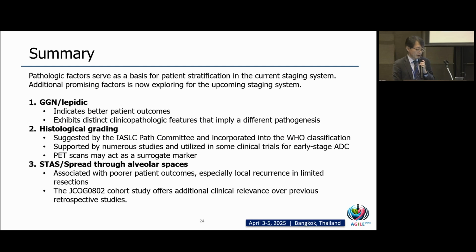This is a summary of my talk. The pathological factors are the basis of patient stratification in the current staging system. The additional prognostic factors I showed in these three are now being explored for the upcoming staging system.